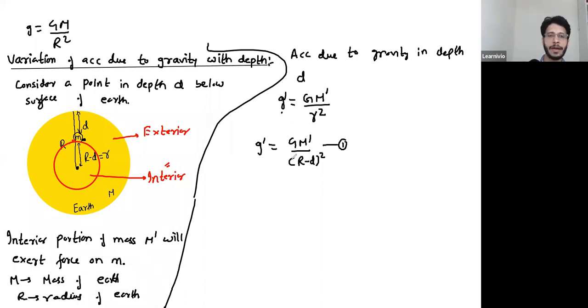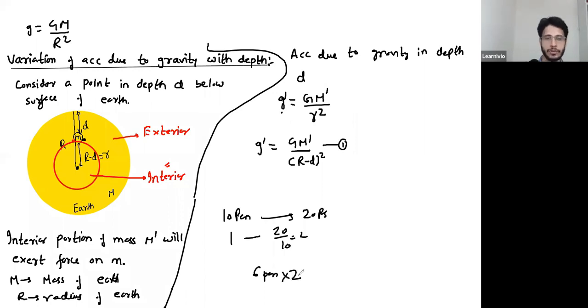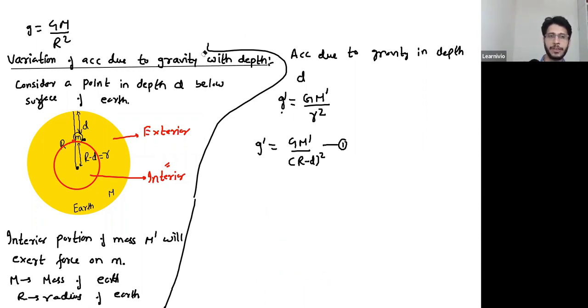To calculate M prime, I will use the unitary method. Unitary method is like, say you have 10 pens and the cost of 10 pens is 20 rupees. I ask you to calculate the cost of 6 pens. So how would you calculate the cost of 6 pens? You will first calculate the cost of 1 pen, which is 20 by 10, that's 2 rupees. And then you will multiply this 2 with 6. So it comes out to be 12, right? This method is basically the unitary method.